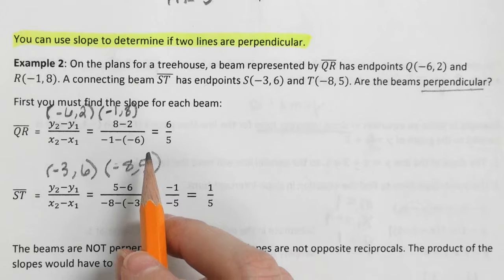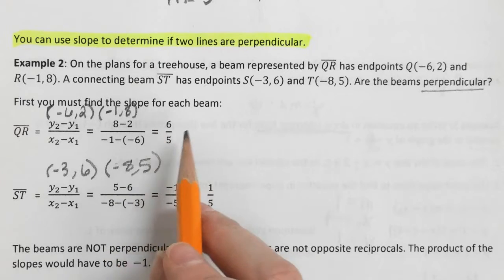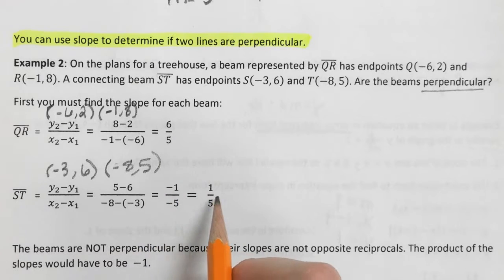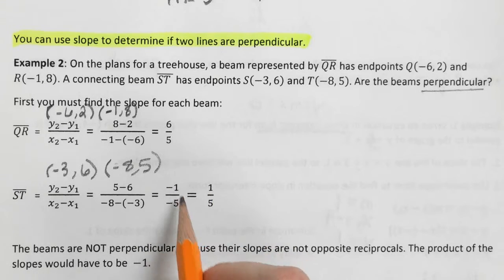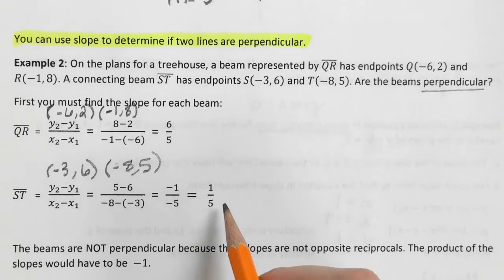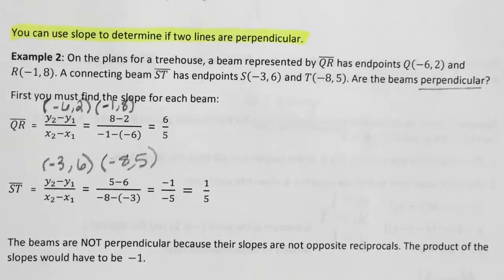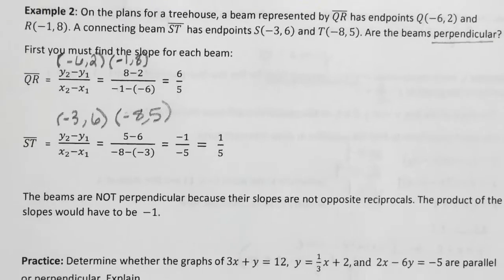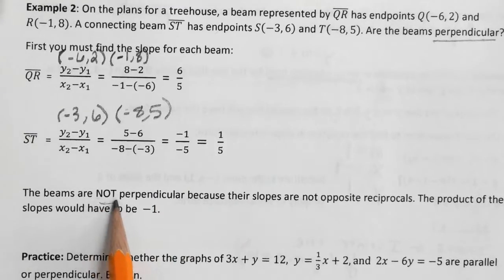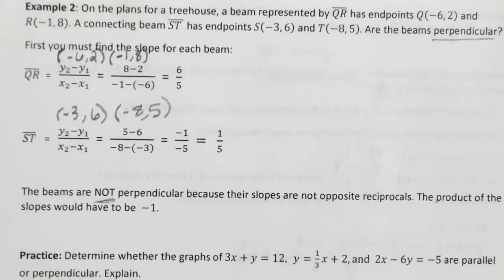In order for these lines to have been perpendicular, if the slope of QR is 6/5, what would the slope of ST have to be? -5/6. Not just 5/6. We're forgetting that opposite part. Okay, so the beams are not perpendicular because these are not opposite reciprocals.